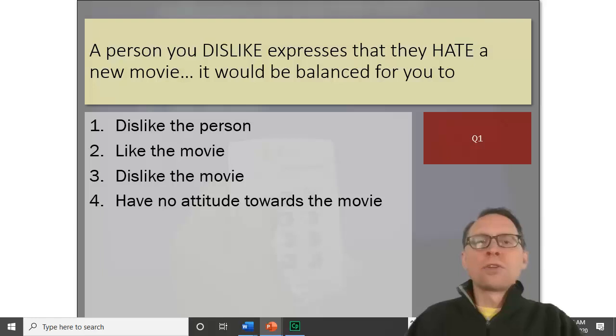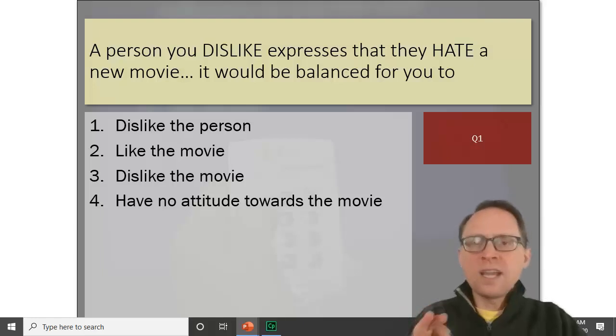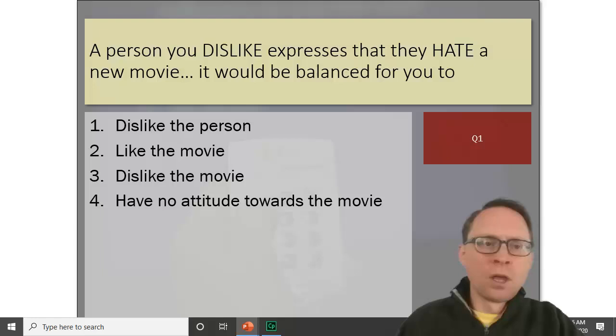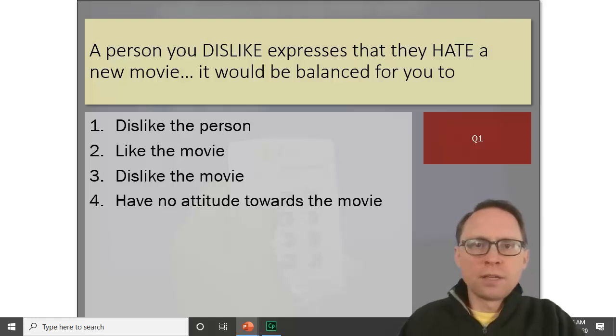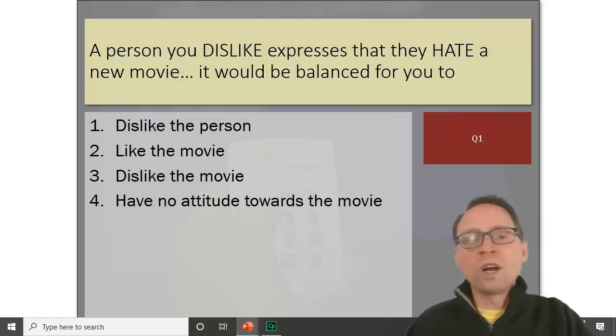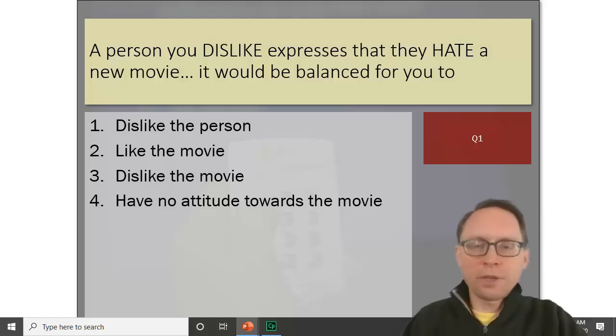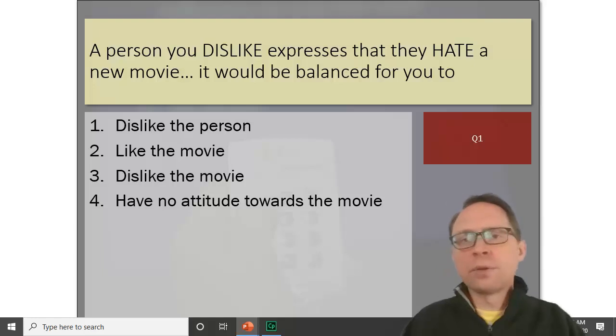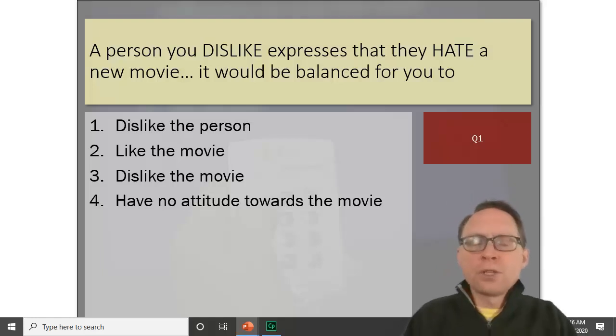Let's say that there's somebody you really dislike and they say that they hate a new movie. So, all right, this is like you talking to Adolf Hitler, and Adolf Hitler says, "Oh, I hate that new Disney movie." What would be balanced for you to do? Okay, so if Adolf Hitler says, "Oh, I hate that new Disney movie," then it makes sense that you would want to like that movie because you don't want to be associated with Adolf Hitler, right? We're going to talk about how balance theory works and how people persuade each other in just a little bit.